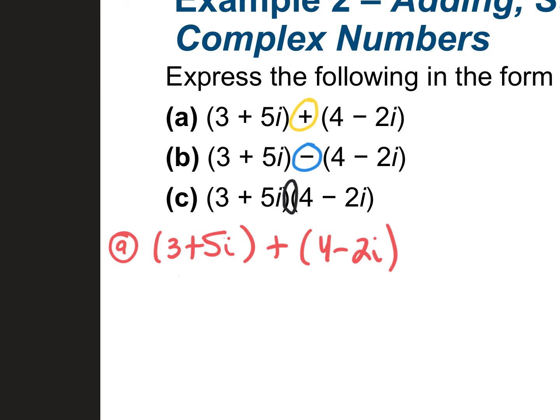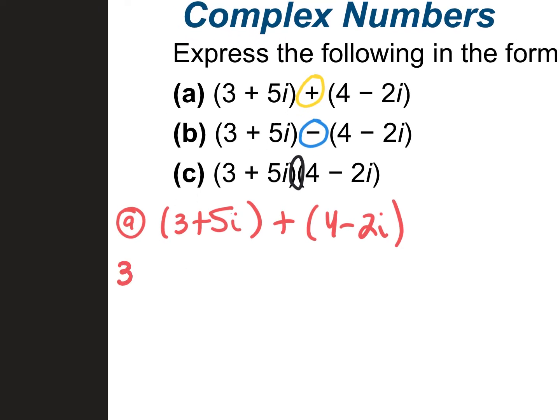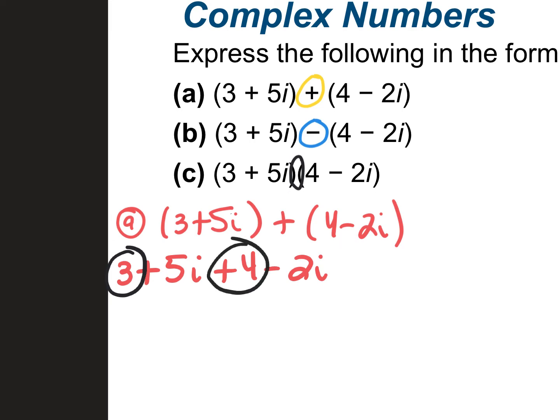We're just adding. There's nothing for me to distribute. I don't have any negatives outside or anything like that. So this is just 3 plus 5i plus 4 minus 2i. Now, just like when we combine like terms, you keep x's with x's, y's with y's. Agreed? We're going to keep real with real and imaginary with imaginary. So circle the real parts. 3 is real and positive 4 is real. What's 3 plus 4? 7.